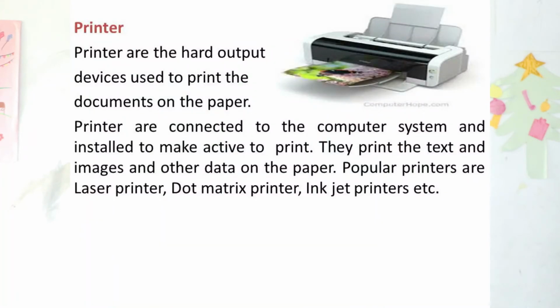Second is printer. Printers are the hard output devices used to print the documents on the paper. Printers are connected to the computer system and installed to make active to print. They print the text and images and other data on the paper. Popular printers are laser printer, dot matrix printer, and inkjet printers, etc.